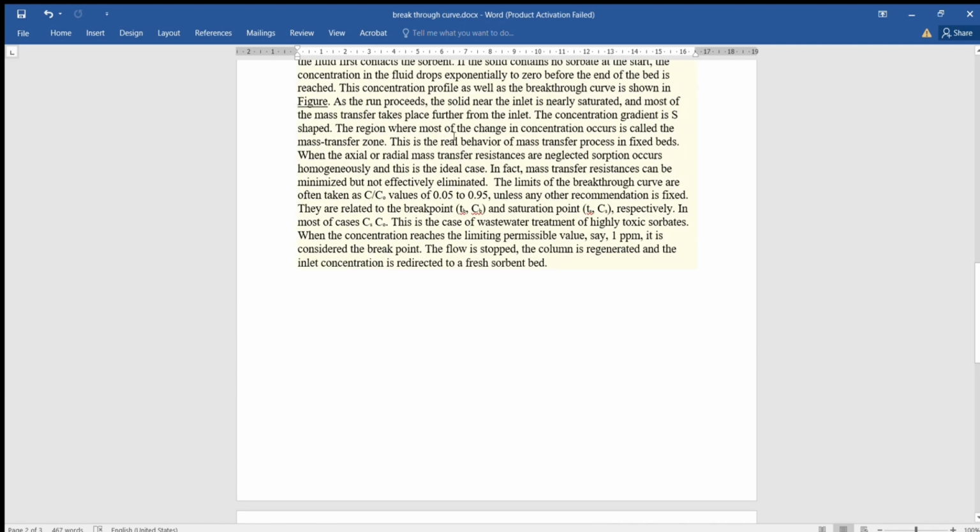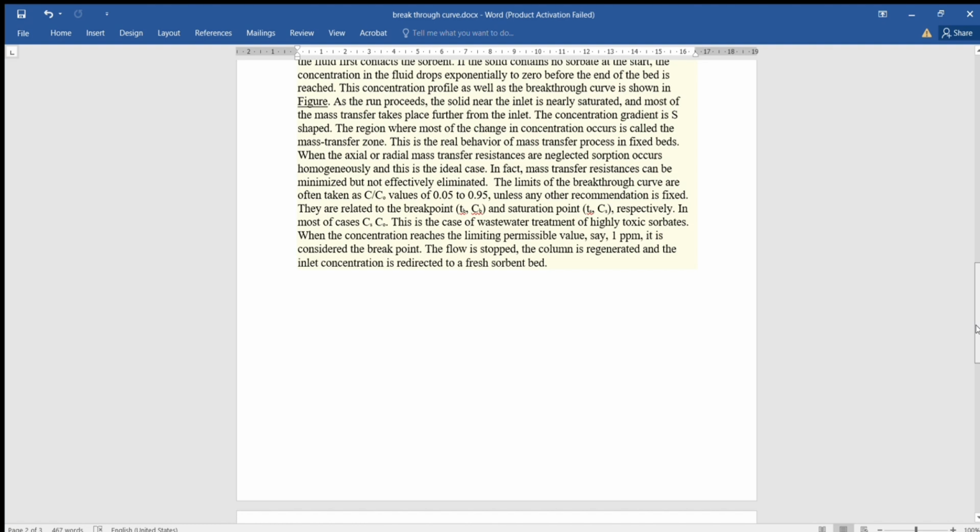The region where most of the change in concentration occurs is called the mass transfer zone. This is the real behavior of the mass transfer process in fixed beds. When the axial or radial mass transfer resistances are neglected, adsorption occurs homogeneously, and this is the ideal case. In fact, the mass transfer zone can often be taken as C over C naught values of 0.05 to 0.95 unless any other recommendation is given. They are known as the break point, or TB or CB, and the saturation point where almost all the adsorbent is exhausted. In most cases, this is CS or C naught. This is the case of wastewater treatment of highly toxic sorbates, when the concentration reaches the limiting permissible value.